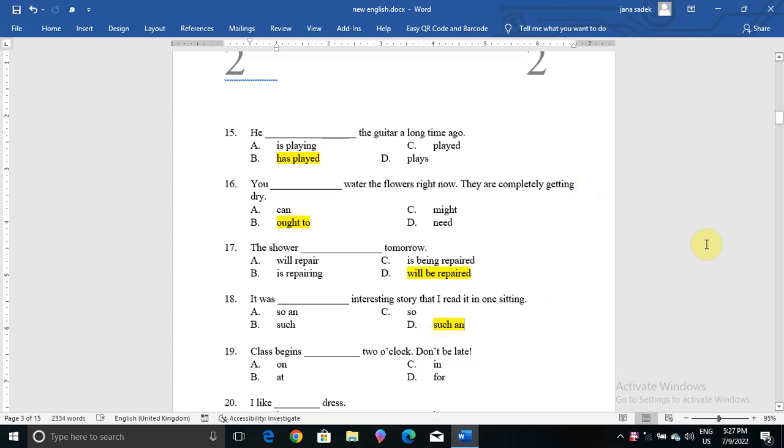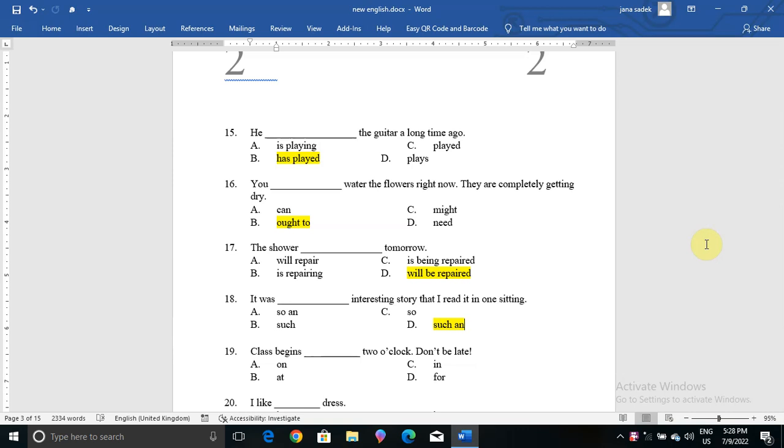Now question number 19 says, class begins dash 2 o'clock, don't be late. Here it is talking about what? About time. So what will we use? On, at, in, or for? Of course it will be at, because at is for the time.